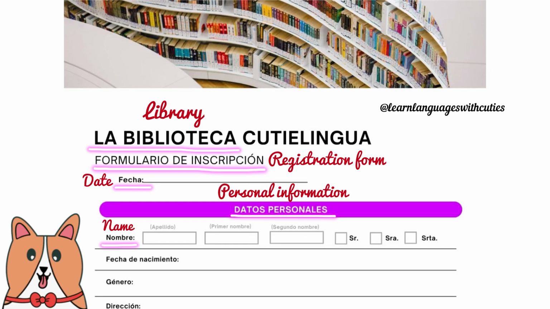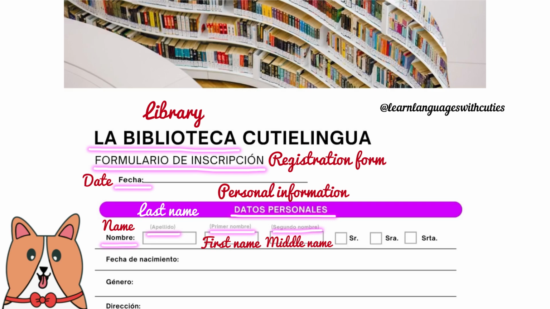The next one is nombre, which means name. Now let's see the different parts of the name. The first one is apellido, which means last name. Primer nombre, which means first name, and segundo nombre, which means middle name.